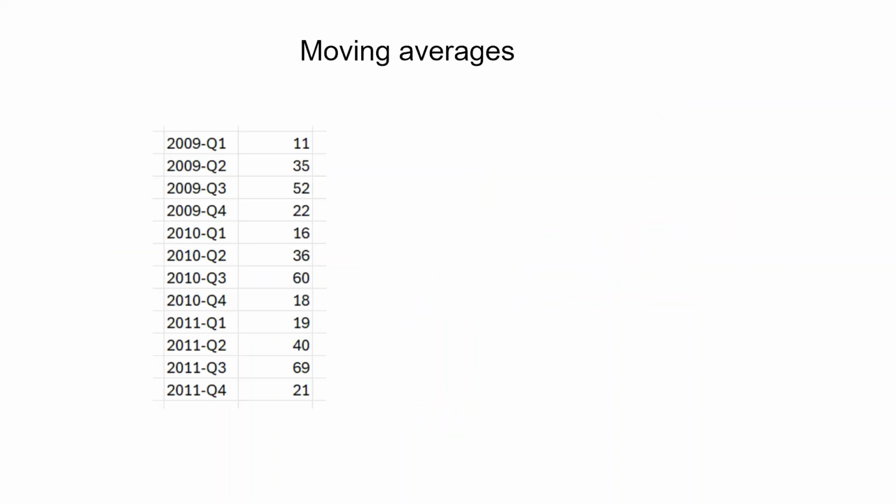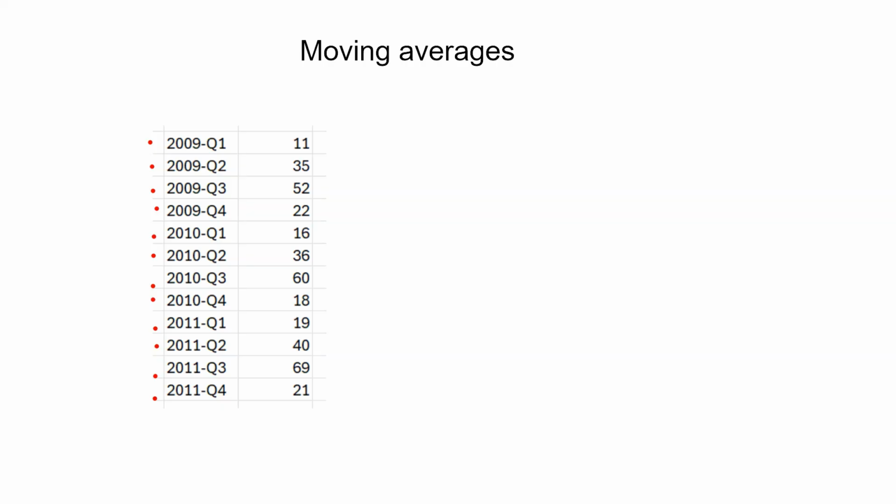Now, linked in with the time series are moving averages. So if you look here, we've got the same data as we had on our time series graph, just written out in a table form. Now we can see that we've got 2009 quarter 1, 2, 3 and 4, 2010 quarter 1, 2, 3 and 4, and 2011 quarter 1, 2, 3 and 4.